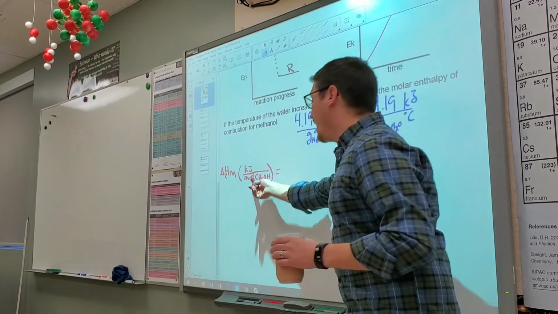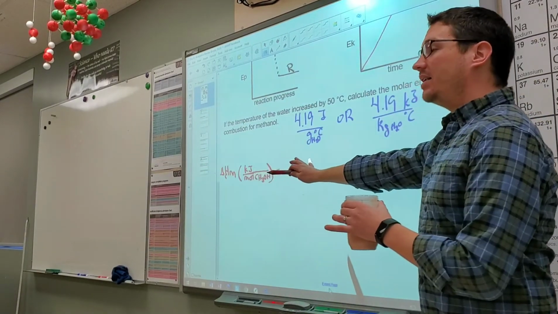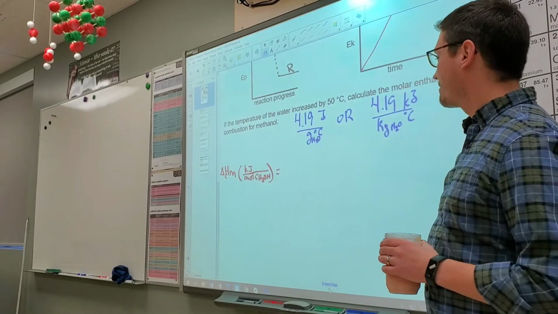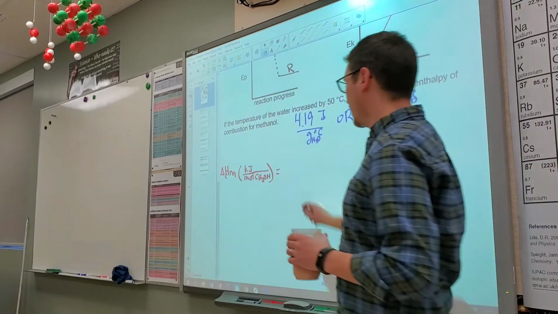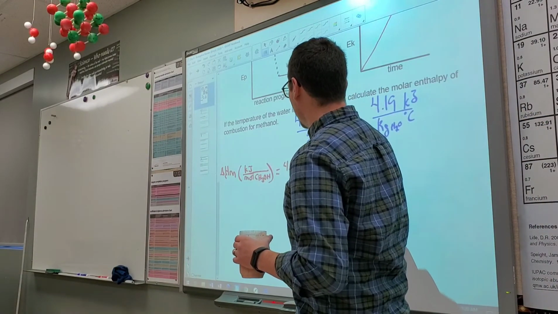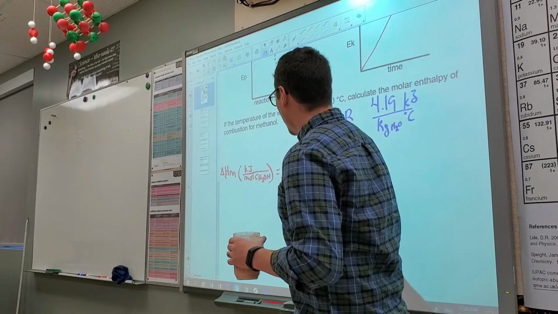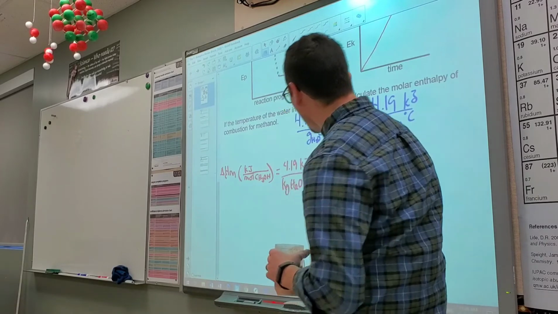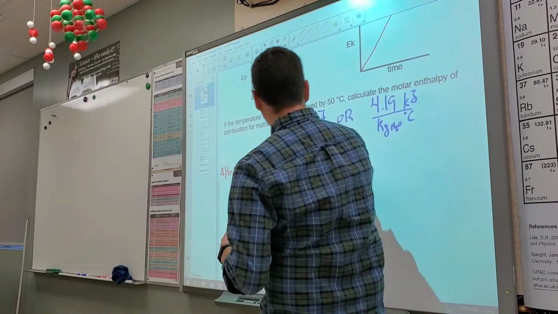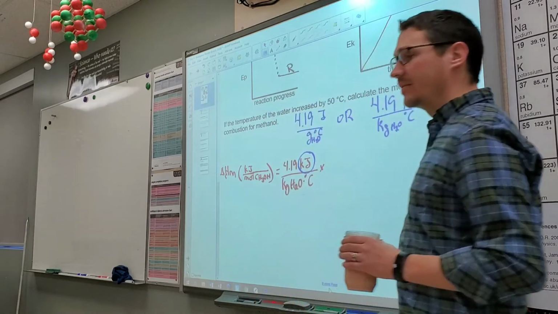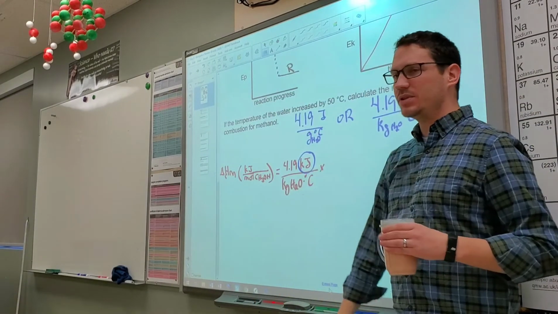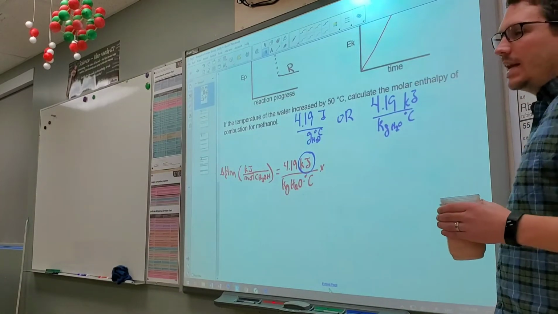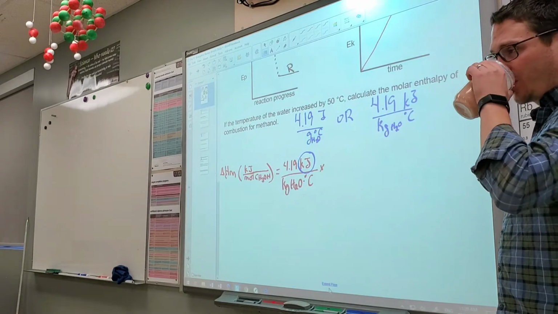Okay. Where are you going to be able to find kilojoules anywhere in here? The specific heat capacity, right? Yeah, 4.19 kilojoules per kilogram of water degrees Celsius. Okay, we are halfway there. We found half of our units. We just need to cancel out everything else and put moles of methanol on the bottom. So what do you want to cancel out?